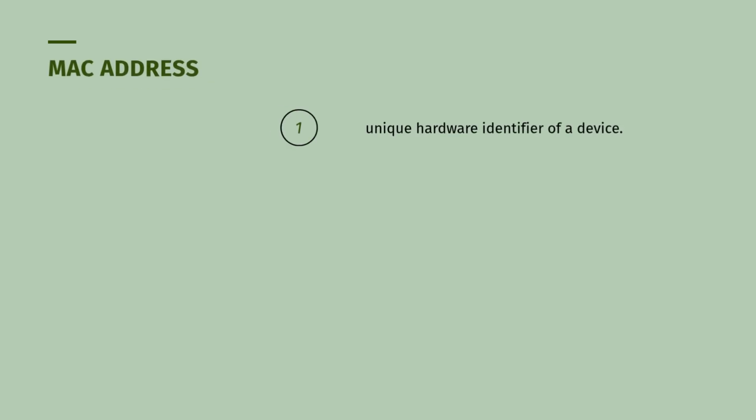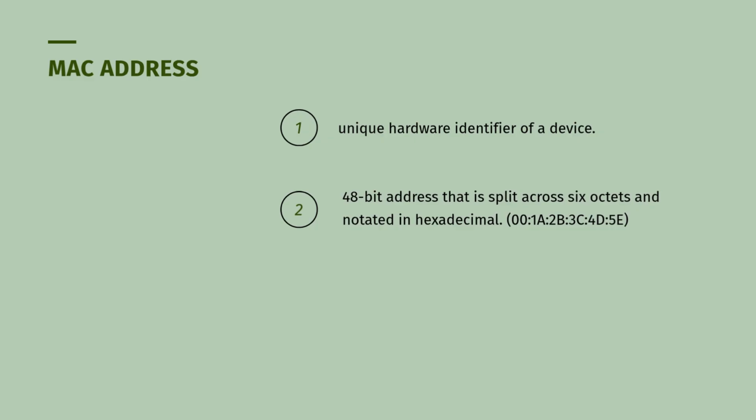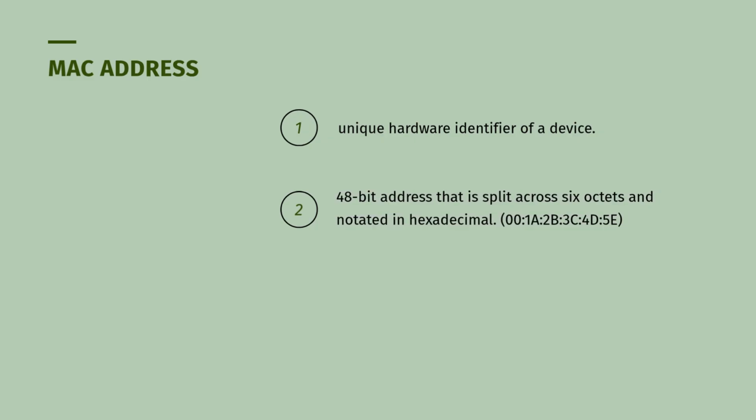First, let's start with how devices communicate within the local segment. Every device in a network has something called a MAC address. Think of it like a unique fingerprint of a device network card. It's a 48-bit address that is split across 6 octets and is notated in hexadecimal.